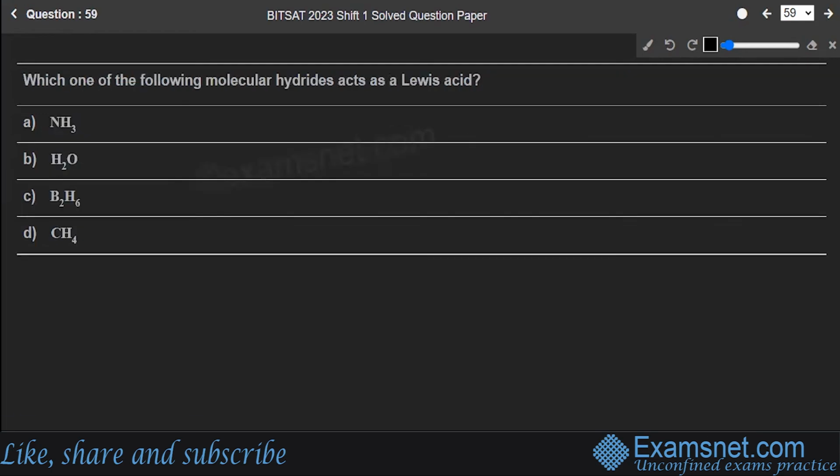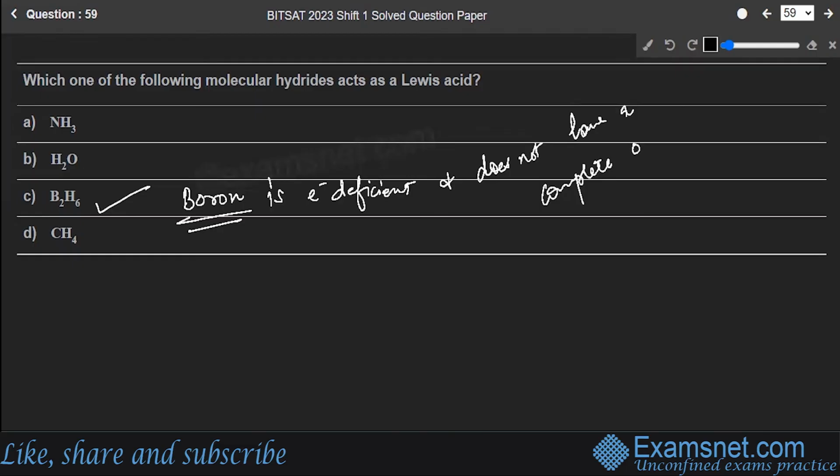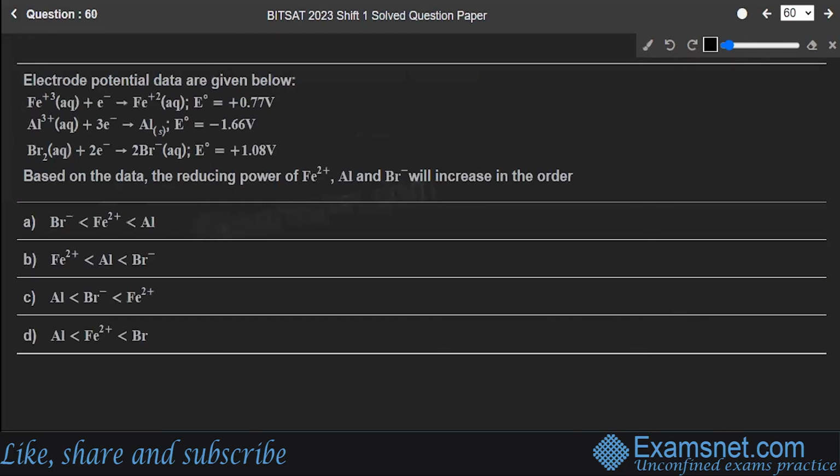Which of the following molecular hydrides act as Lewis acid? In this one, boron is electron deficient and doesn't have a complete octet. Therefore, it is acting as a Lewis acid, because electron deficient molecules behave as a Lewis acid, and only in this is diborane. In this boron is electron deficient. That makes this the correct answer, option C. Next is the last question for the paper, question number 60.